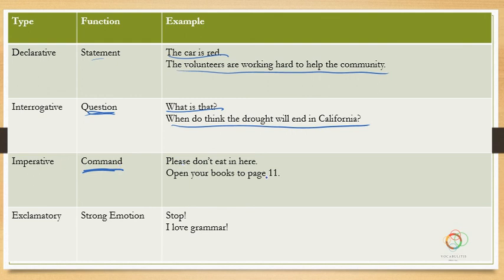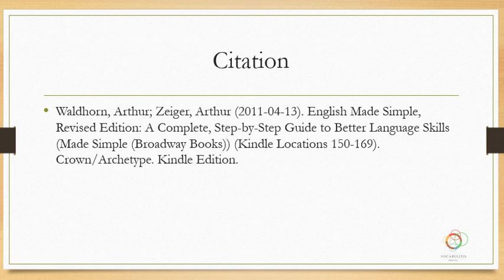Imperative sentence is your command. Please don't eat in here. And unless you're screaming, you don't have to put an exclamation, you just need a period at the end. Open your books to page 11. Just a period. But exclamatory sentence is going to show strong emotion. Stop, you say, with an exclamation. I love grammar, you say, with an exclamation. Those are exclamatory sentences. The book that we're using for these lessons is English Made Simple.